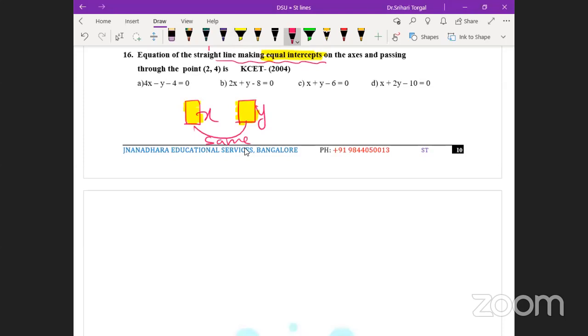What is the answer? Yes. That's it. Got the idea? So the coefficient of x and coefficient of y must be equal for equal intercept. I think we have not read the whole question. For partial data only we have answered it. Okay. Next.